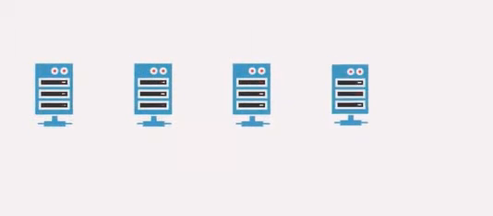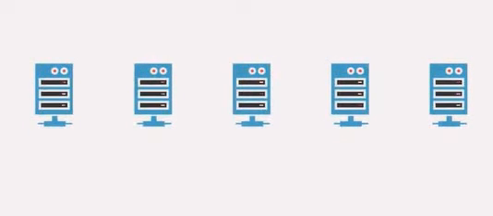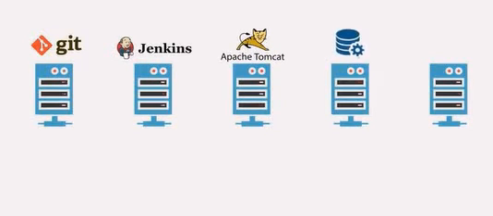Say we have 5 servers. Each of these servers is configured in a certain way. So for example, in server 1, we have Git. In server 2, we have Jenkins. Server 3 has Tomcat. Server 4 is for database. And lastly, server 5 has Nagios running on it.